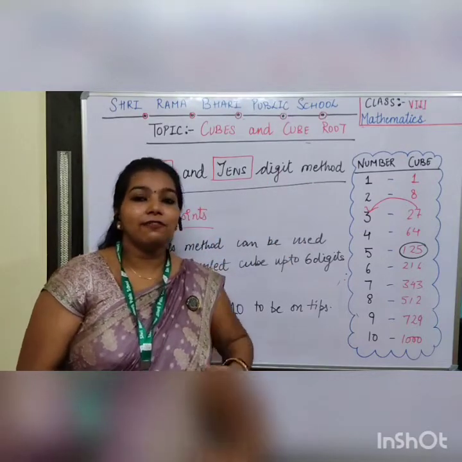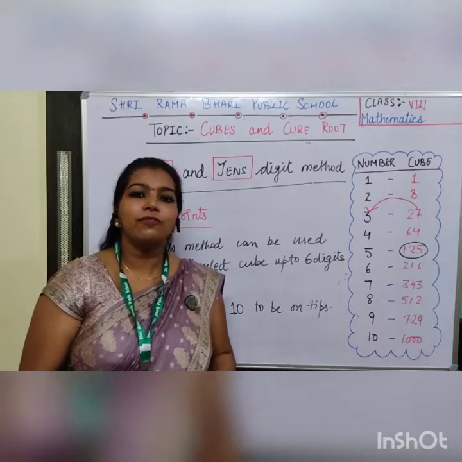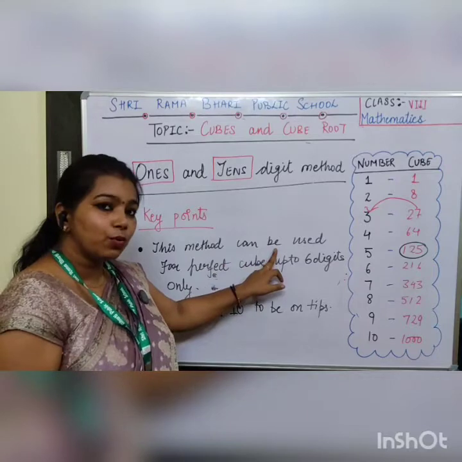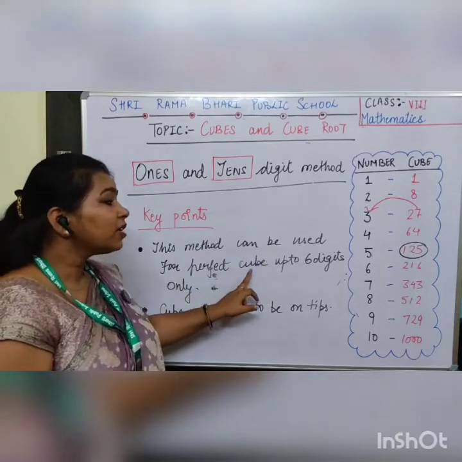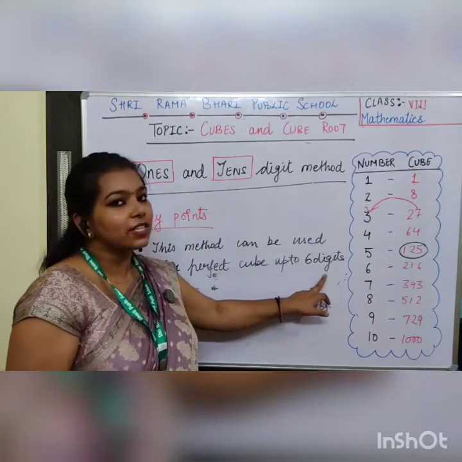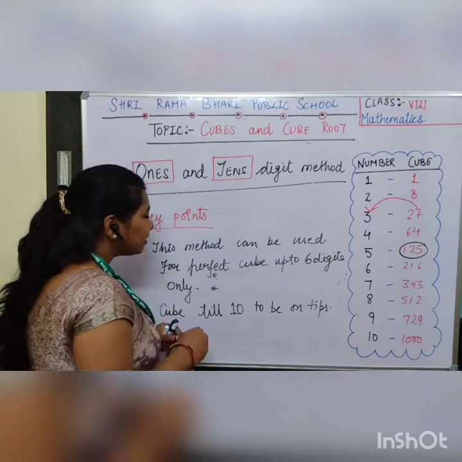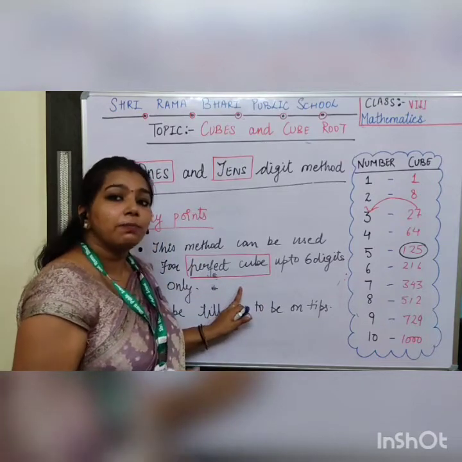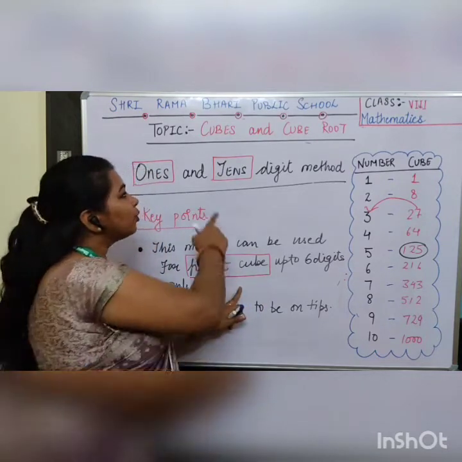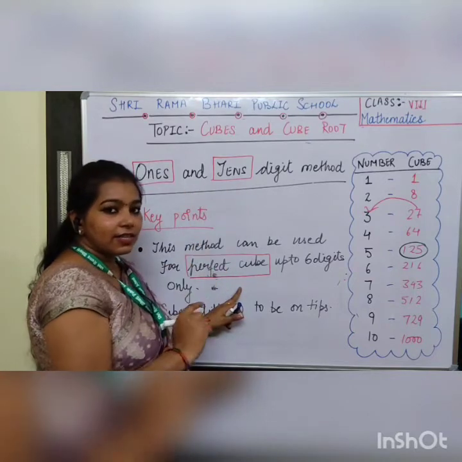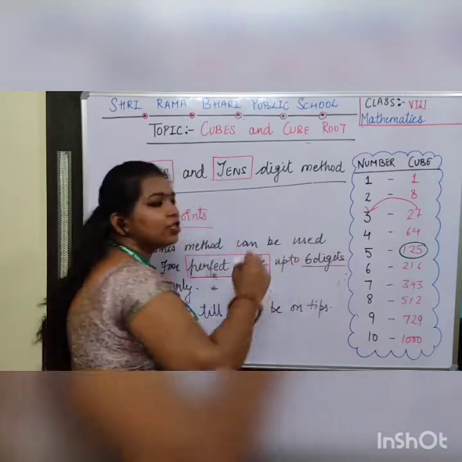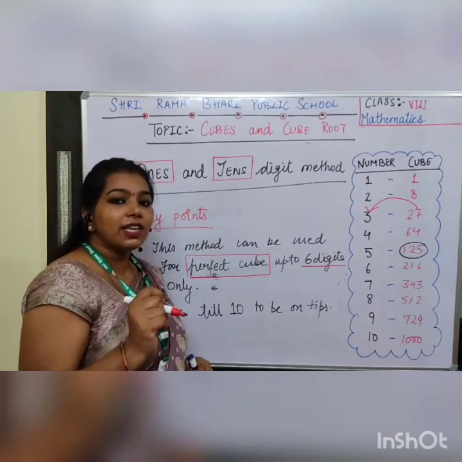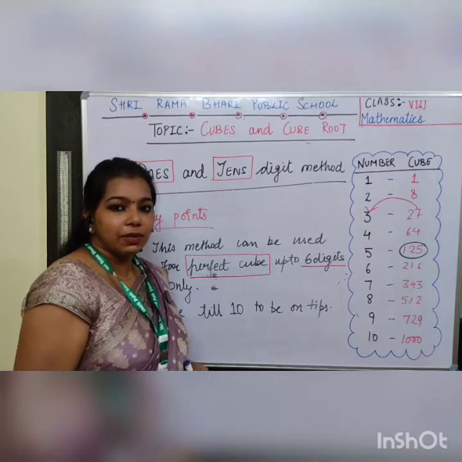Today we are going to discuss a new method to find the cube root, and the method is the ones and tens digit method. While using it, we have to keep a few points in mind. This method can be used for perfect cubes up to 6 digits only. The first important point is that the number has to be a perfect cube. Only then can we use the ones and tens digit method, and only for perfect cubes up to 6 digits. This is a very critical and important point to keep in mind.